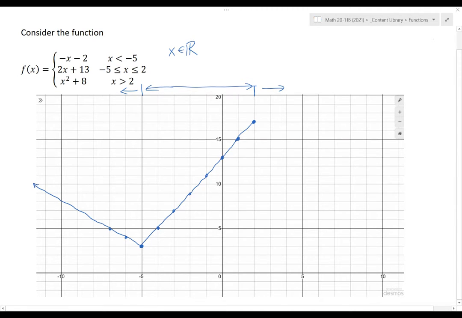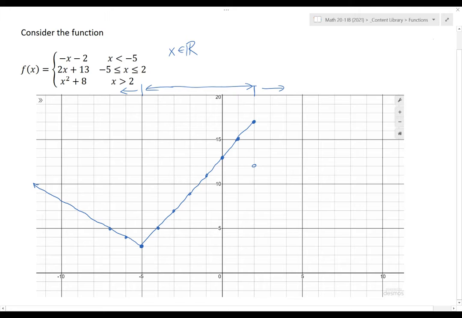The third piece is for when x is greater than 2. Here I have a quadratic, so I'm going to have a curved shape. Even though if x equaled 2, I wouldn't plug it into this interval, I have to figure out where my function is going to go, where the endpoint is basically. If I plug 2 in here, 2 squared plus 8 is 12. So I'm going to put an open circle at (2, 12).